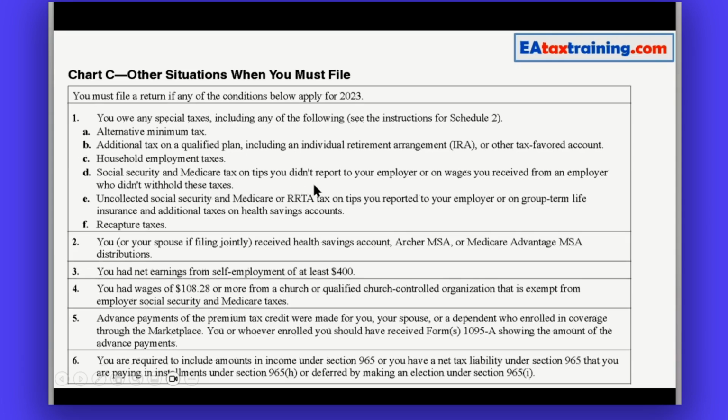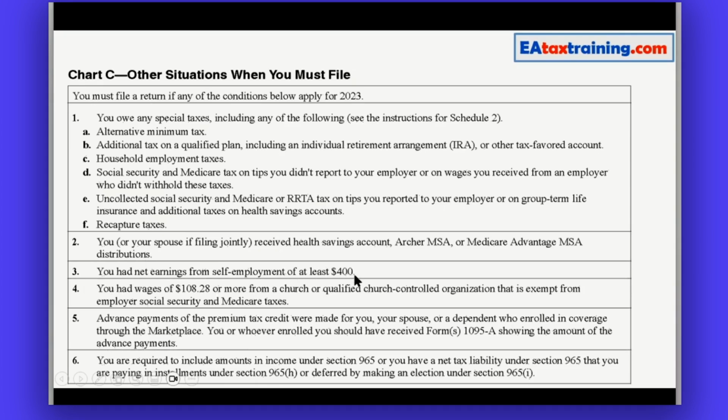Social Security and Medicare taxes on tips that were not already reported, you have to pay. Uncollected Social Security and Medicare taxes on tips, and some other, group term life insurance, and additional taxes on health savings accounts. They would still have to pay those and file a return. And then there's something called recapture taxes, especially depreciation recapture. If they owe that, then they have to file a Form 1040. So any of those, again, you want to be familiar with that list. Then if the taxpayer, their spouse, gets a distribution from these special kind of health savings accounts, then they would file a return regardless of their gross income.